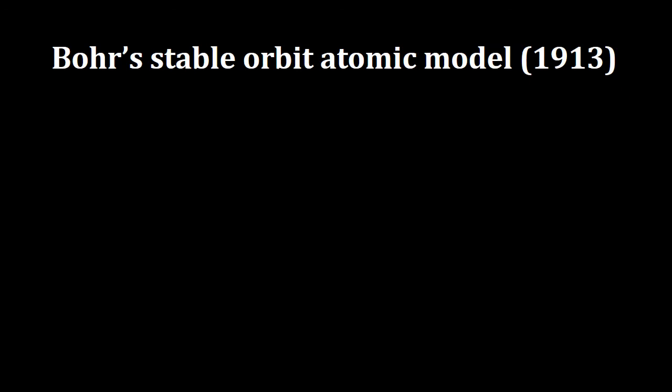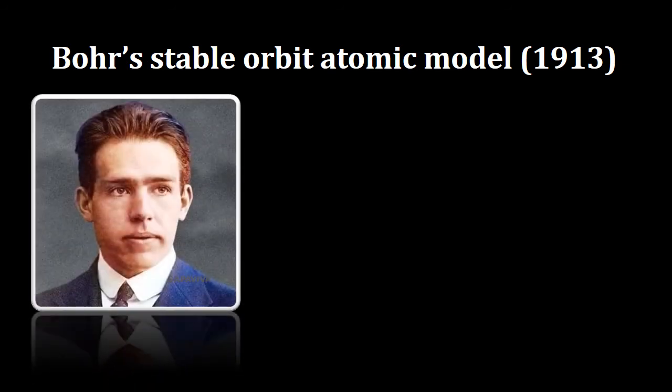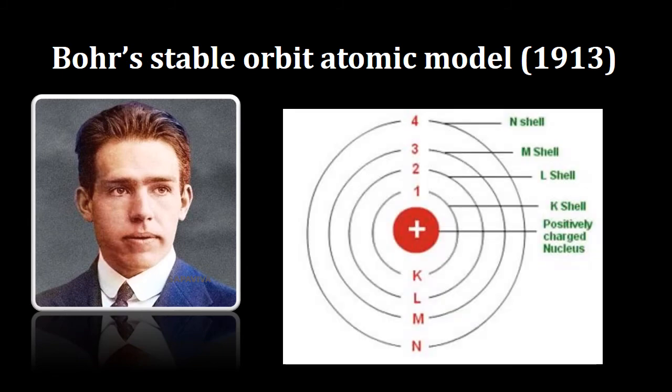According to an established law of physics, Rutherford's model turned out to be unstable. In reality, however, all atoms except radioactive atoms are stable. This shortcoming of Rutherford's atomic model was removed by the atomic model put forth by Niels Bohr in 1913. He explained the stability of the atom by putting forth the stable orbit atomic model. This was the atomic model which was suggested by Niels Bohr.